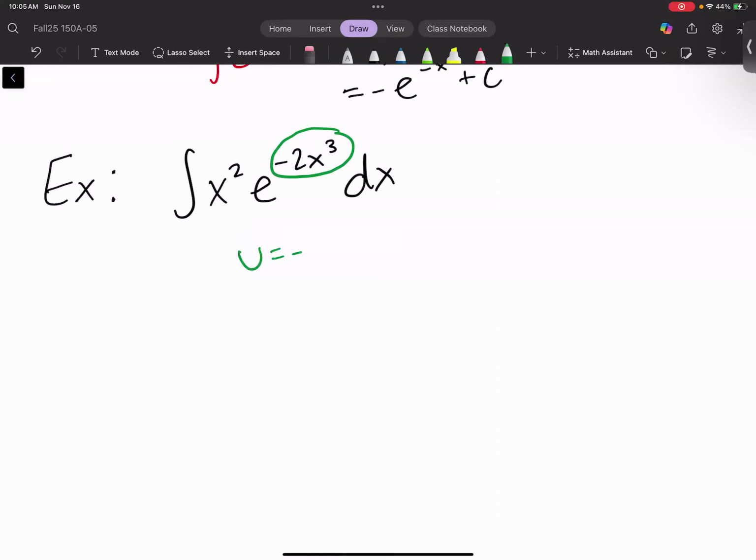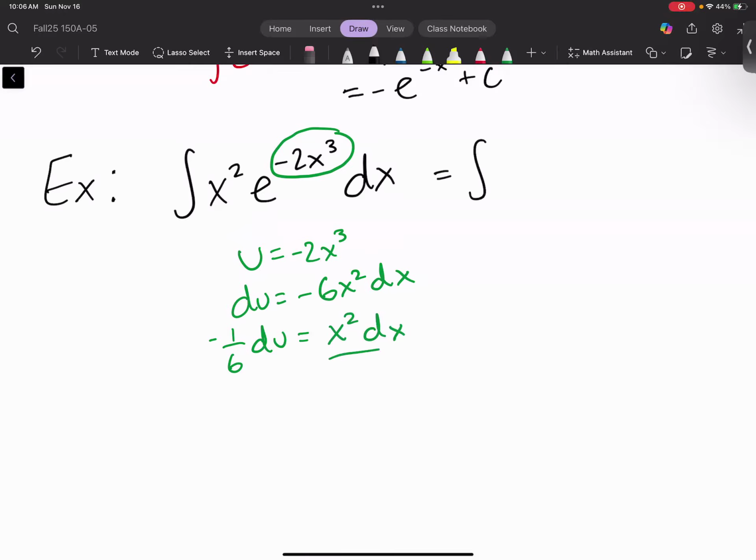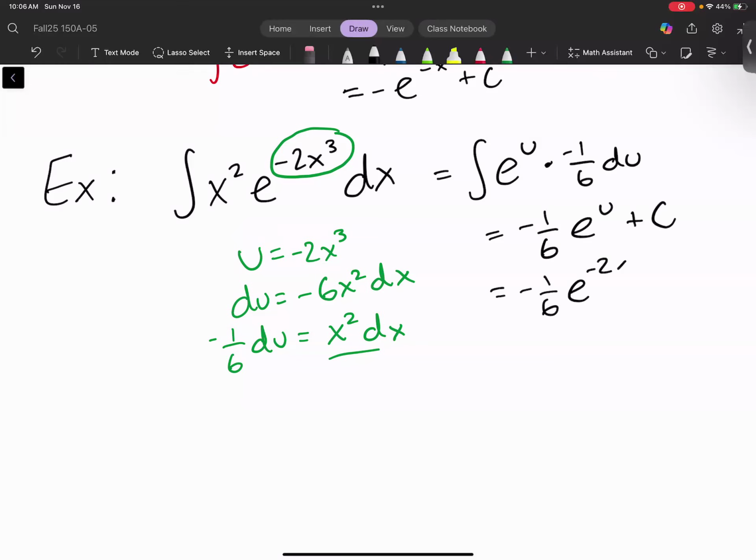So we'll do u equals negative 2x cubed. So du equals negative 6x squared dx. And then we could divide by negative 6 or multiply by negative 1/6, and I get my x squared dx. So this becomes the integral of e to the u times negative a sixth du. So again, I can pull the negative 1/6 out, and then the antiderivative of e to the u is e to the u. And then we'll plug back in our exponent, plus c.